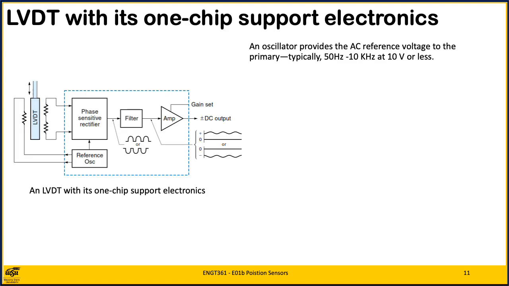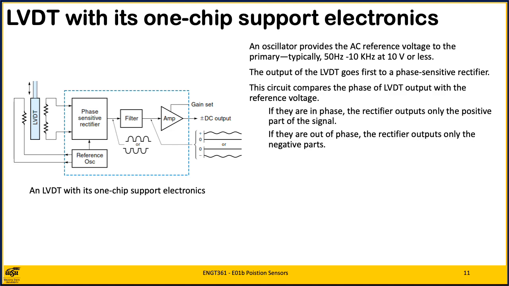An oscillator provides the AC reference voltage to the primary, typically 50 to 10 kHz at 10 volts or less. The output of the LVDT goes first to a phase-sensitive rectifier. This circuit compares the phase of the LVDT output with the reference voltage. If they are in phase, the rectifier outputs only the positive part of the signal. If they are out of phase, the rectifier outputs only the negative parts.